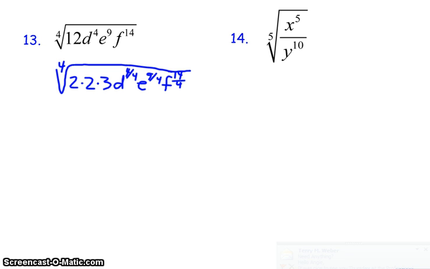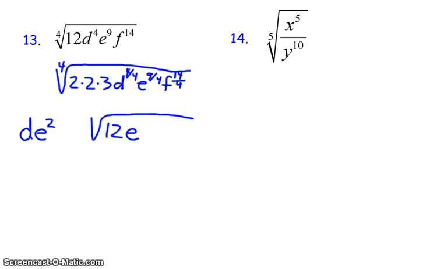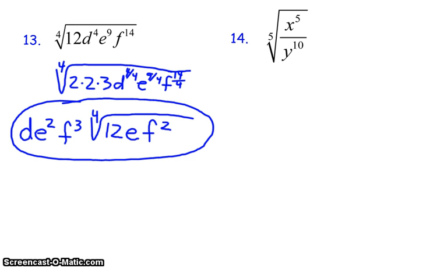So now let's go ahead. We're going to say I have 4 over 4 d, so I'm going to bring 1 d out. 9 divided by 4 is 2, so I have e to the 2nd, and then I'm going to go back. 2 times 2 times 3 is 12. I have no d's. I am going to have 1 e left. 14 divided by 4 is 3, so I have f to the 3rd, and I have 2 of them left. And again, this is the 4th root, so that would be the problem all the way simplified.